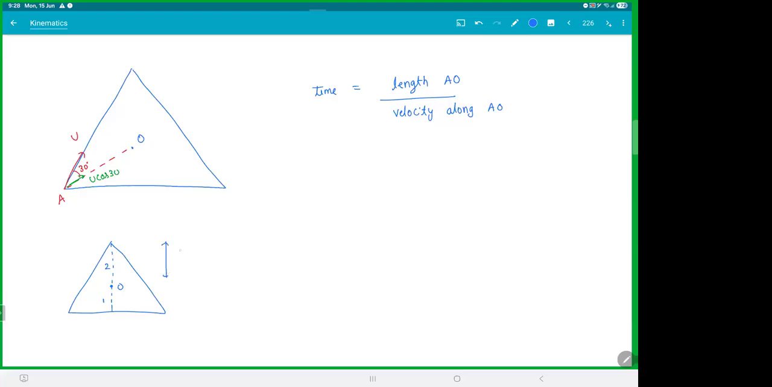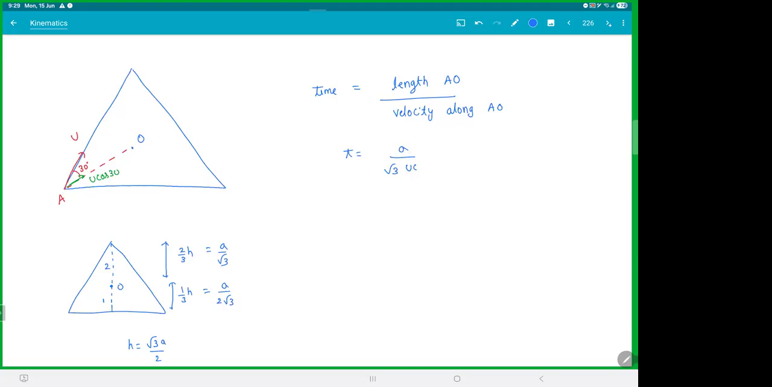So this distance will be 2/3 of the height. This distance will be 1/3 of the height. Where the height of the triangle is √3 a by 2. This much I'm expecting, so this is a by √3. This is a by 2√3. Substitute here. So the distance is a by √3.